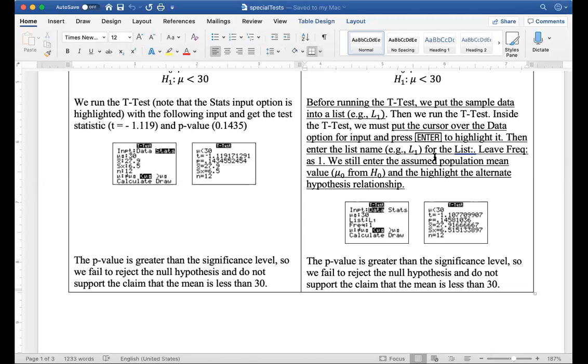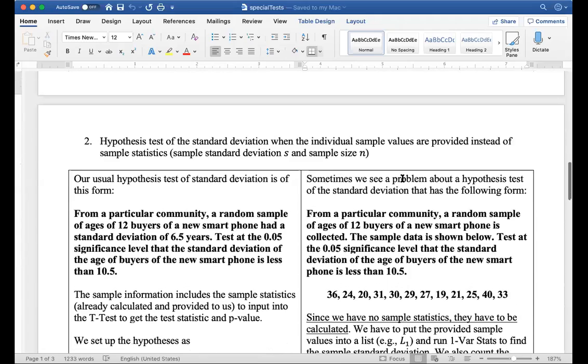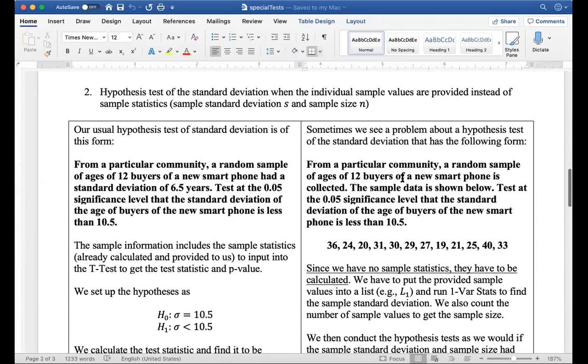So let's look at the second problem, and this one is a test of standard deviation. If we do a test of standard deviation, we don't have a calculator hypothesis test to tell us what the test statistic is and what the p-value is.